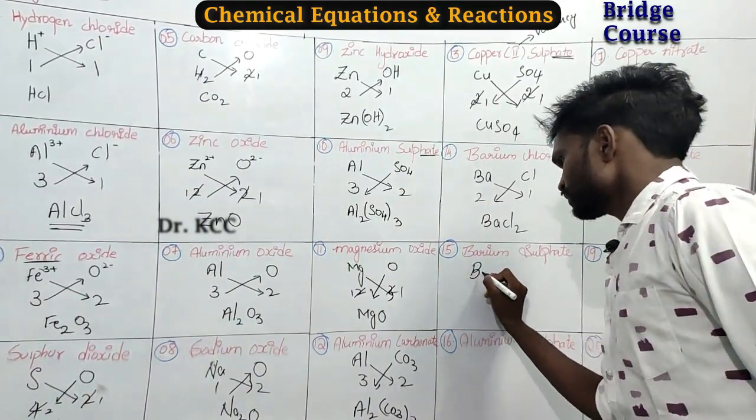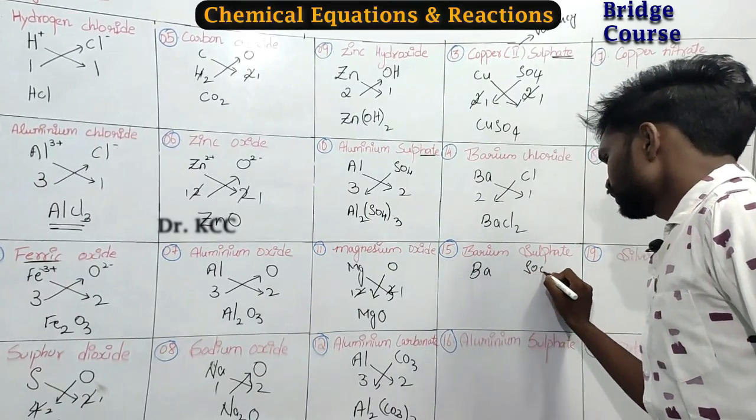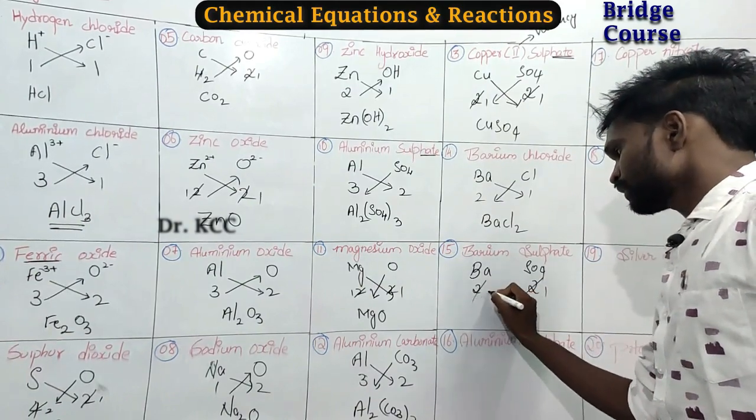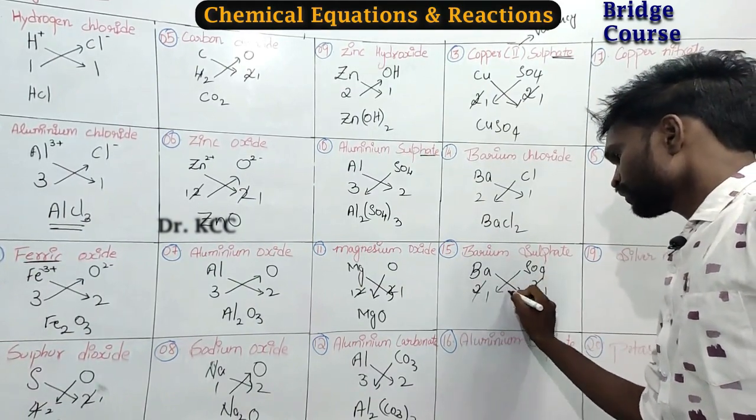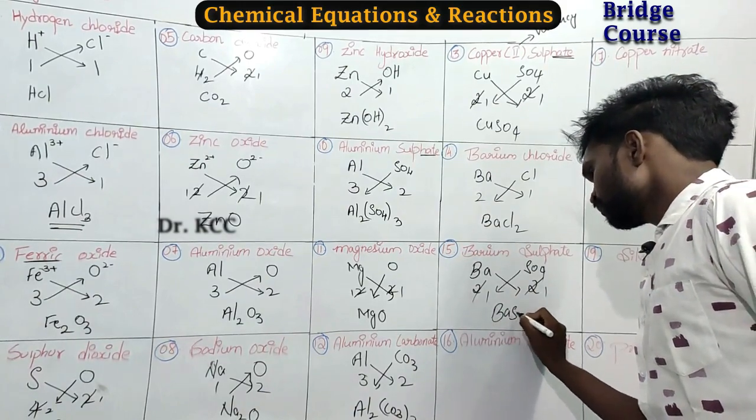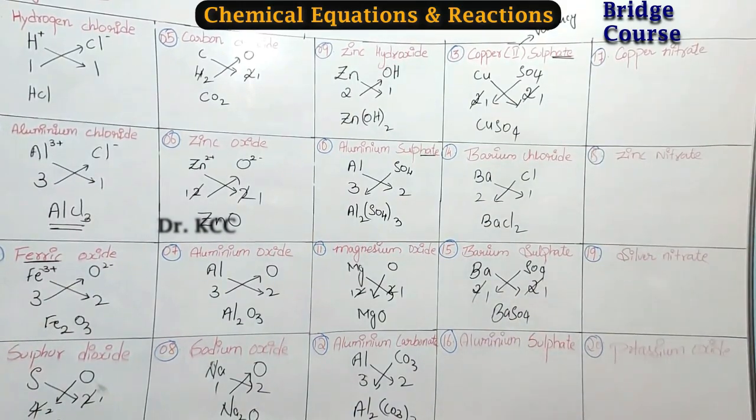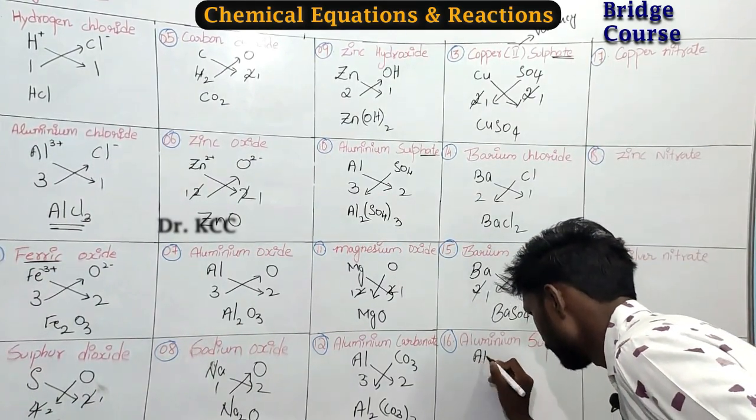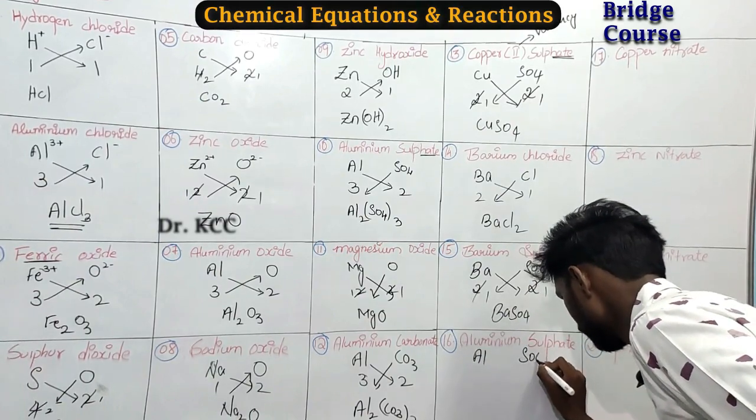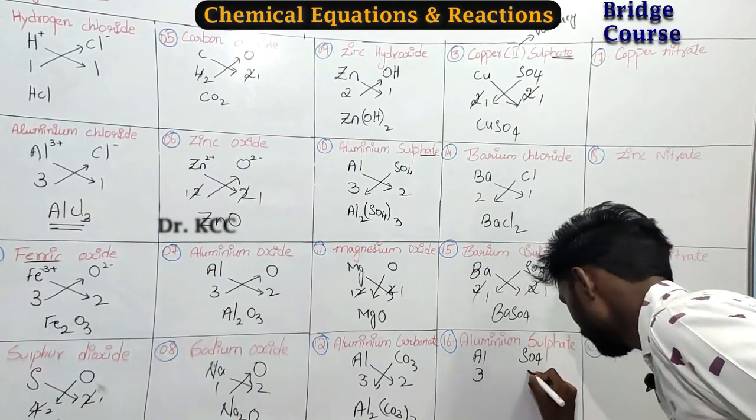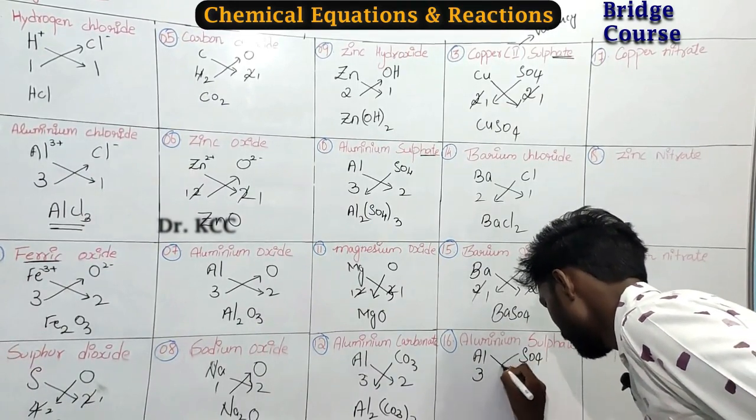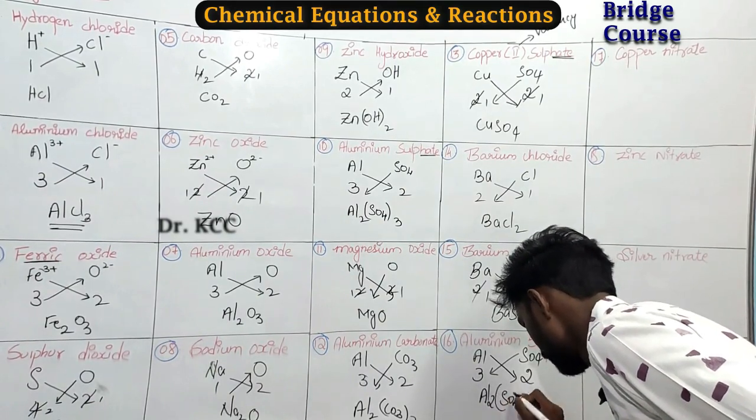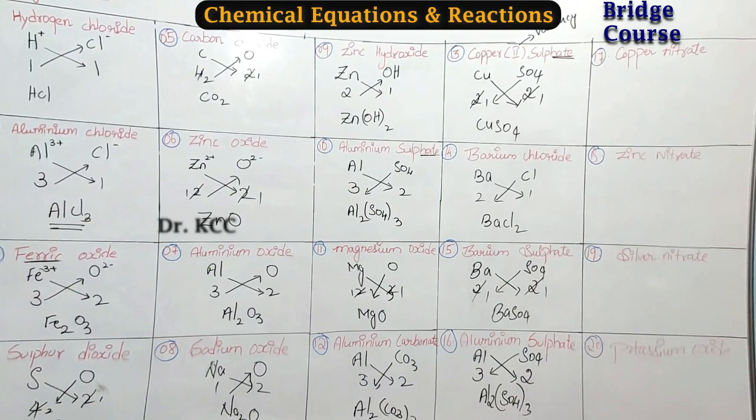The next compound is barium sulfate. Again, barium is Ba, sulfate is SO4. The valency is 2. Here the valency is 2. The 2s get cancelled. Cross multiply, you'll get BaSO4. Am I clear? Yes, so we'll proceed. Now the symbol for aluminium is Al, sulfate is SO4, the valency is 3, here the valency is 2, cross multiply, we'll get Al2 (SO4) thrice, Al2 (SO4)3.